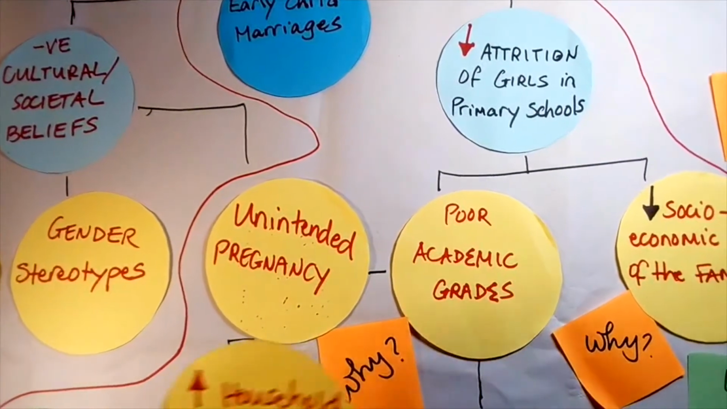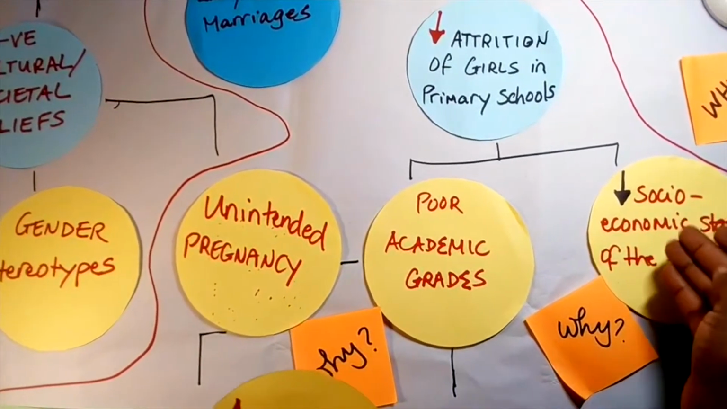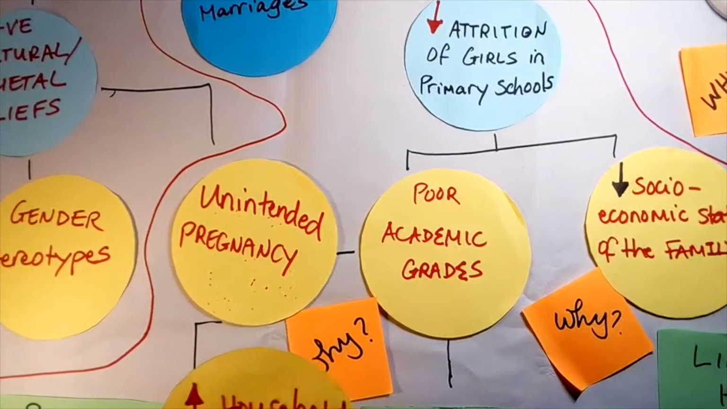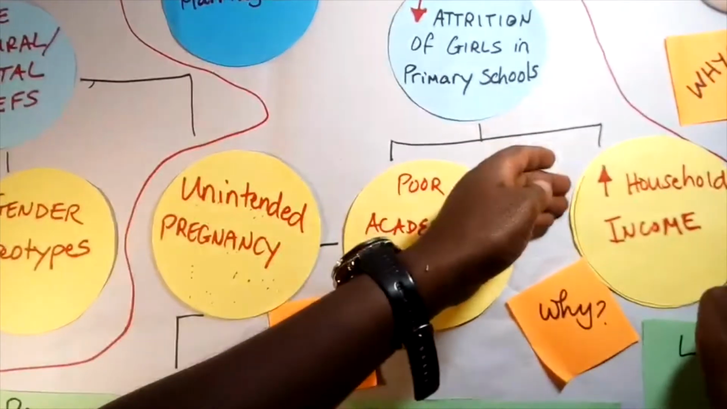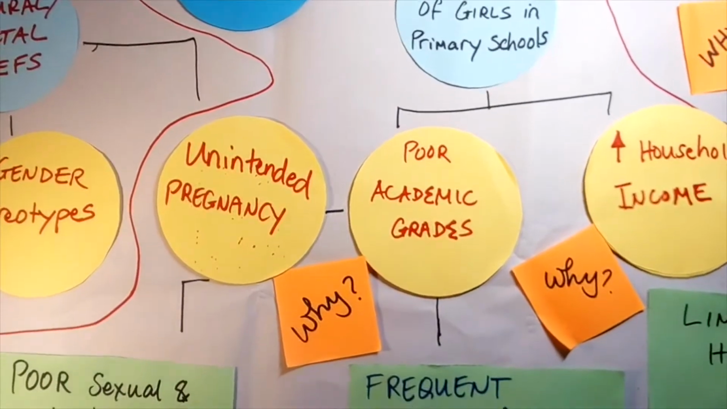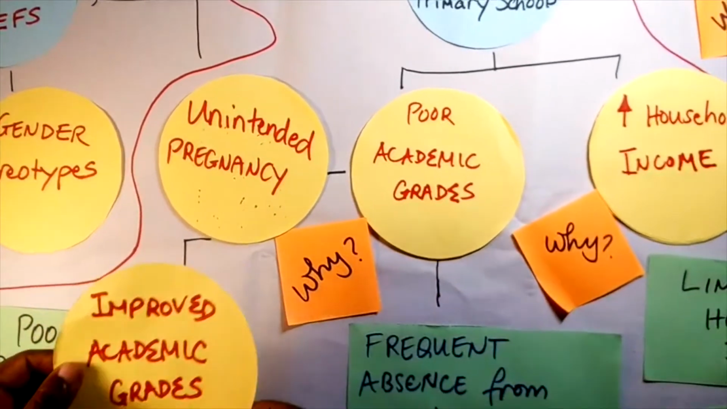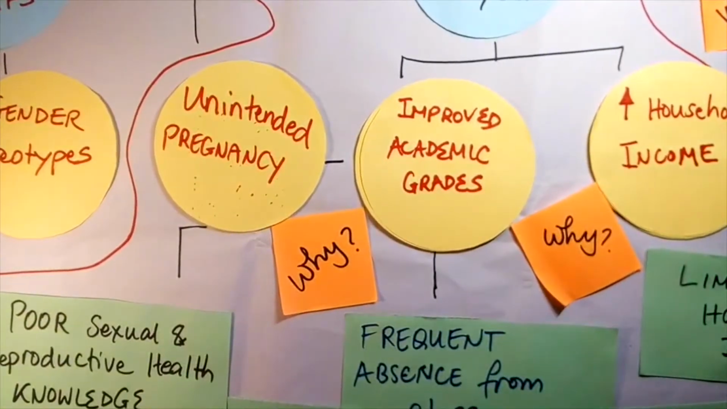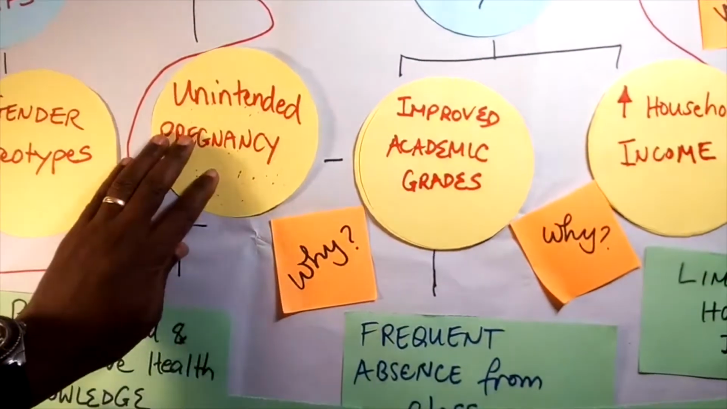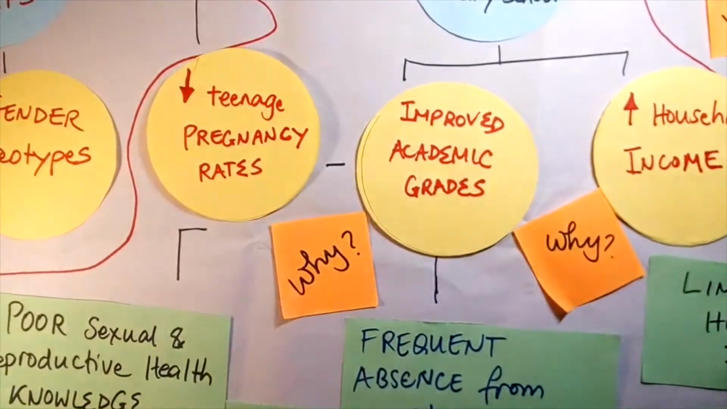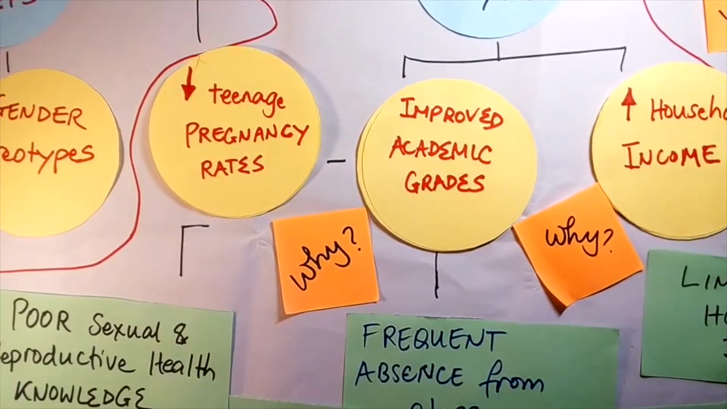Then we got next. The socioeconomic status is poor for these families. Let's increase the household income. That's an area we want to deal with. That's something which is positive. The poor academic grades will turn into improved academic grades, while the unintended pregnancies would turn into reducing the teenage pregnancy rates in our communities.